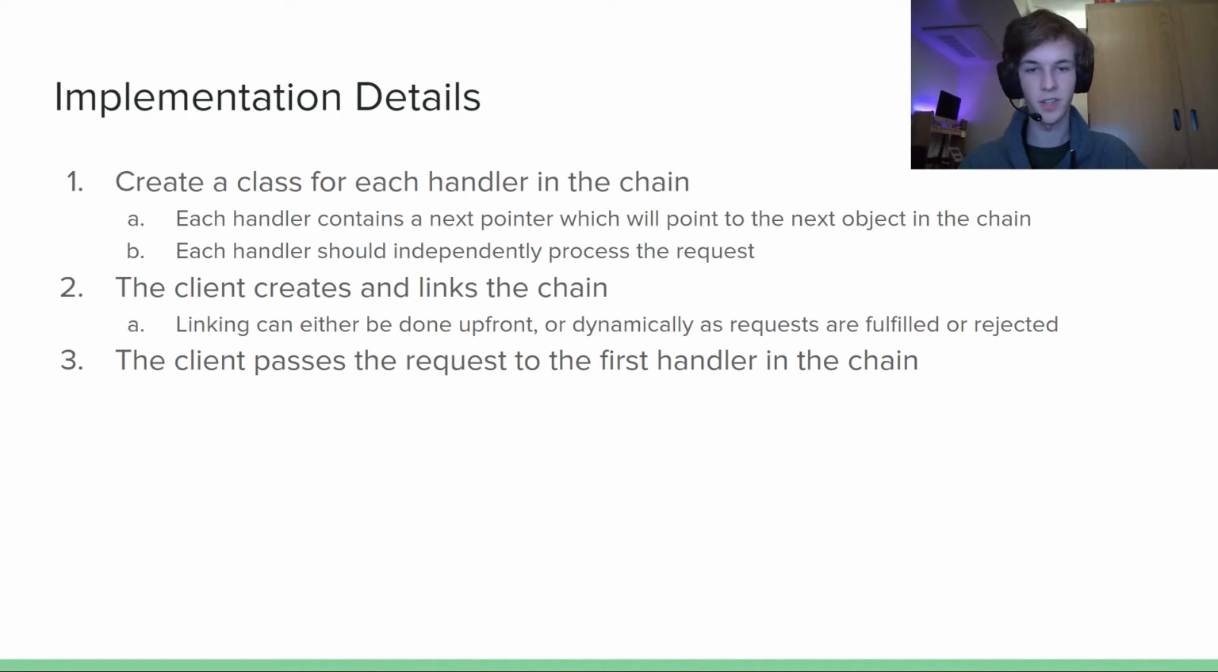Second, the client must create and link the chain. This can either be done upfront before runtime, or dynamically as requests are either fulfilled or rejected. The end goal is to have the sent request pass through all handlers until the request is fulfilled, no matter the order. So it is important that each handler has a link to the next handler in the chain. If it doesn't have a link to the next handler in the chain, it is therefore the last handler in the chain, and must be able to exit without erroring. Finally, the client passes the request to the first handler in the chain, where it will flow down the chain until the request is fulfilled.